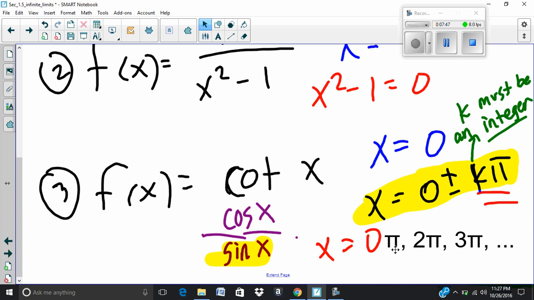But that would be such a pain to sit there and have to write out all those different values of pi. And so what we can do is write it as an expression, and that's where this highlighted area comes into play. It's 0 plus or minus k, and that's the letter k. K is going to represent some type of integer, positive or negative whole number, times pi. And so this expression pretty much represents every single place that you would have a vertical asymptote for the cotangent of x. And we'll talk more about that when I get back to class on Monday.